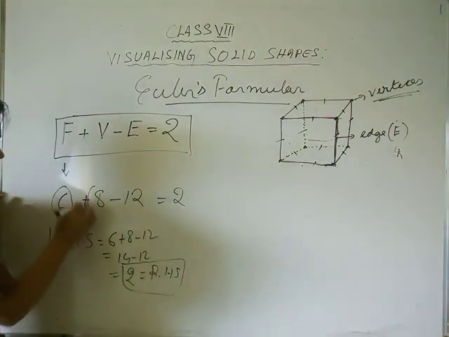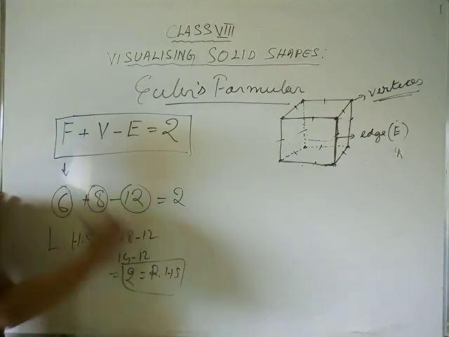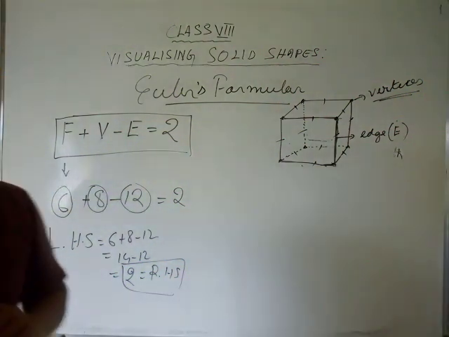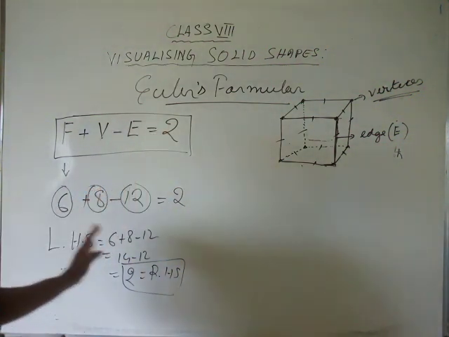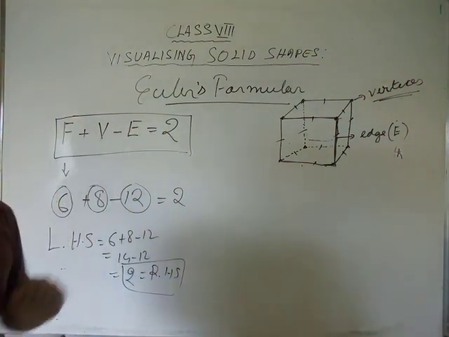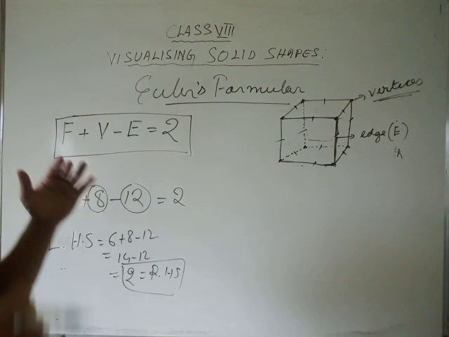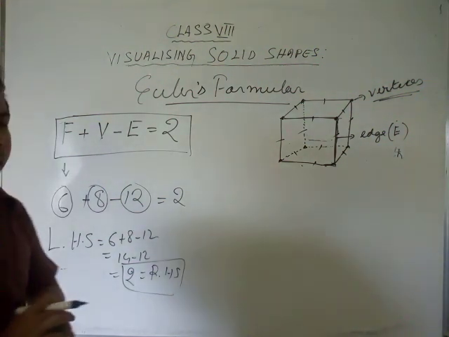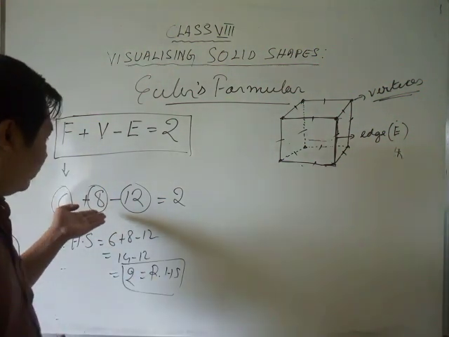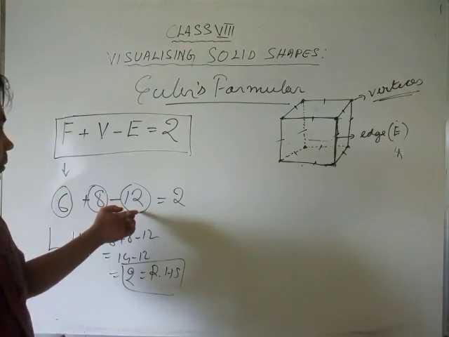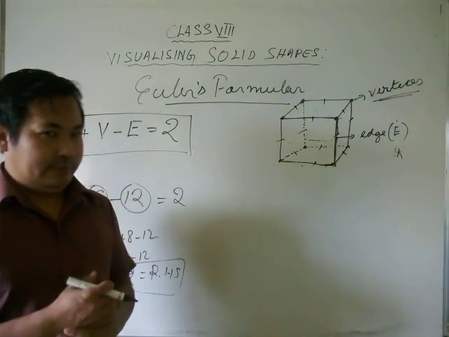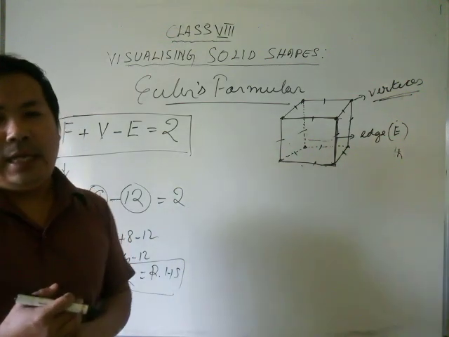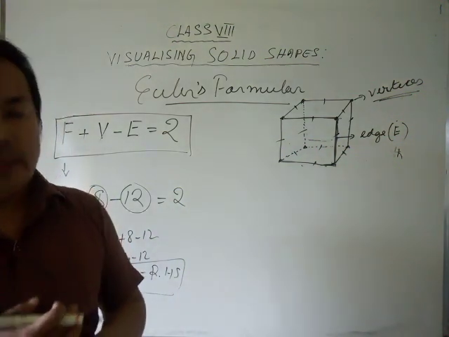So the number of faces, vertices, and edges are correct, because the numbers we are getting satisfy Euler's formula. Then yes, the given number of faces, vertices, and edges could be a polyhedron. This is what we have to do in the next coming exercise.